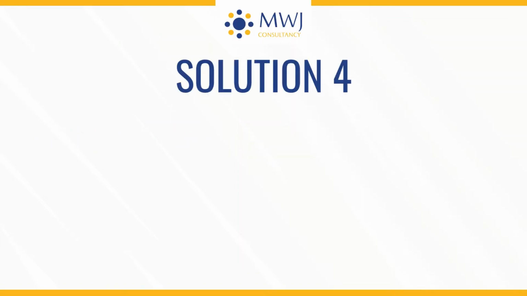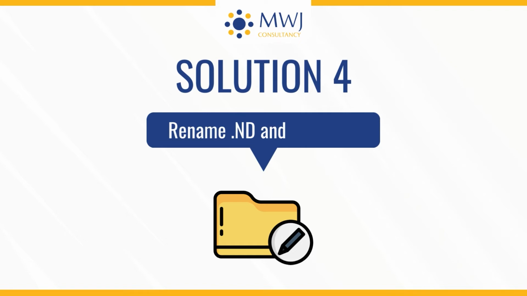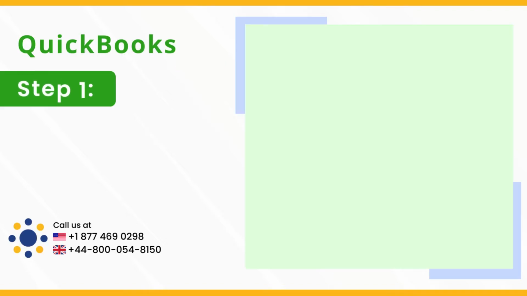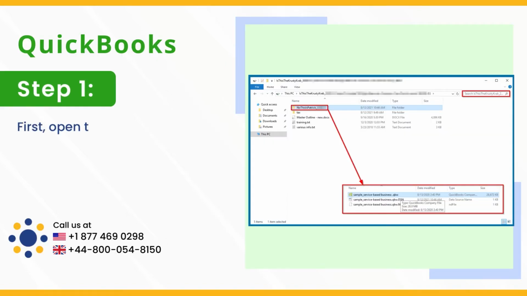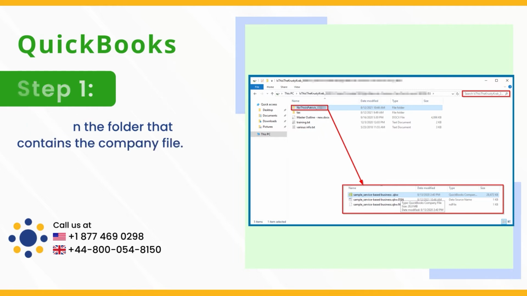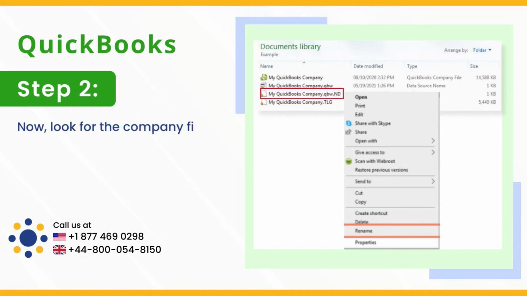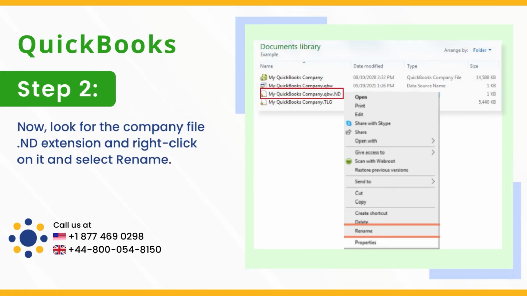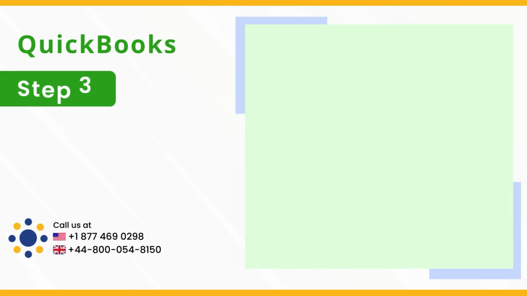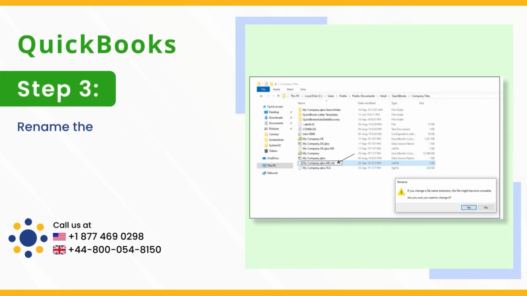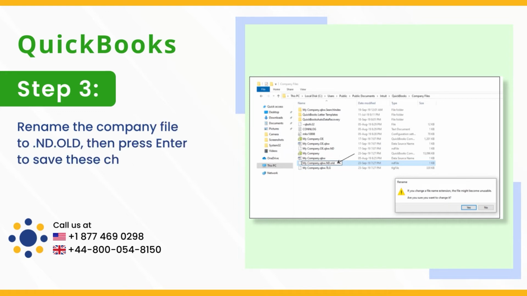Solution 4. Rename .ND and .tlg files. Step 1. First, open the folder that contains the company file. Step 2. Now, look for the company file .nd extension and right-click on it and select Rename. Step 3. Rename the company file to .nd.old, then press Enter to save these changes.